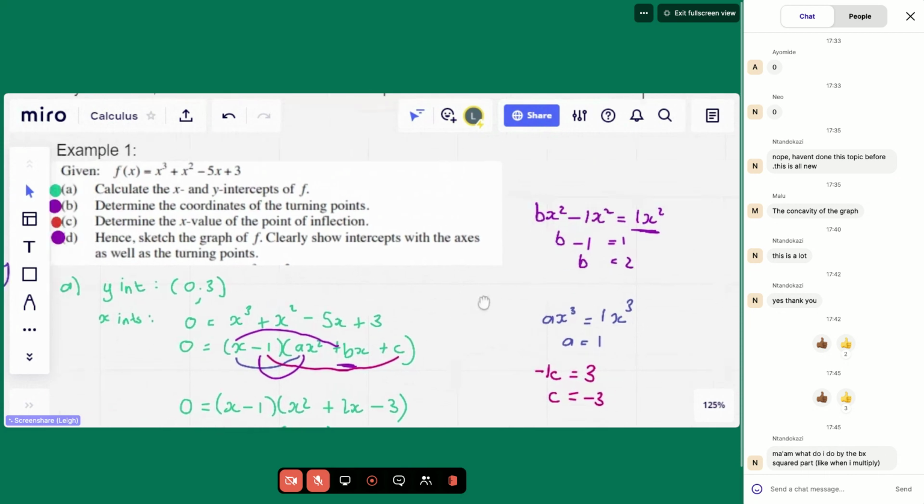All right, so what we're doing is we're looking at it and we're saying, okay, well, I can see that the value of that is 1x squared, and that's why I'm equating it to 1x squared. Okay, Ntandukazi, I hope that helps.